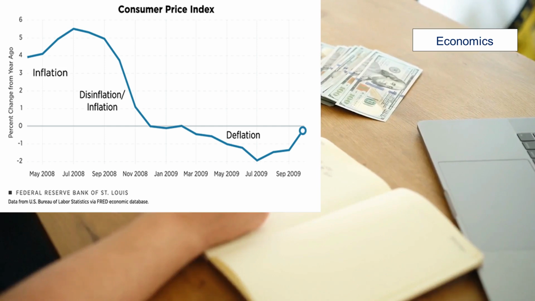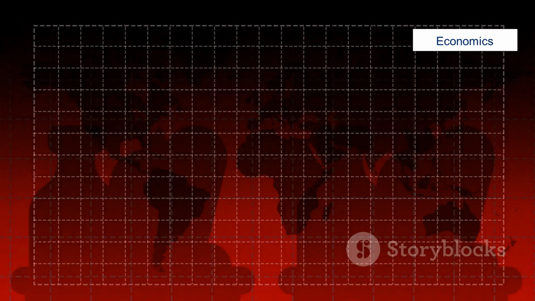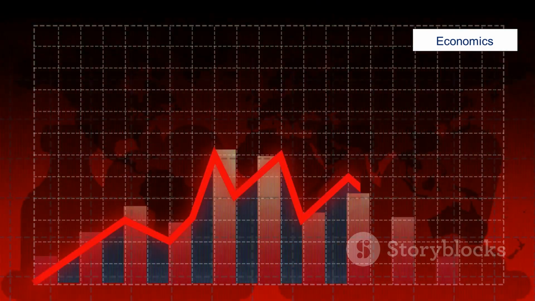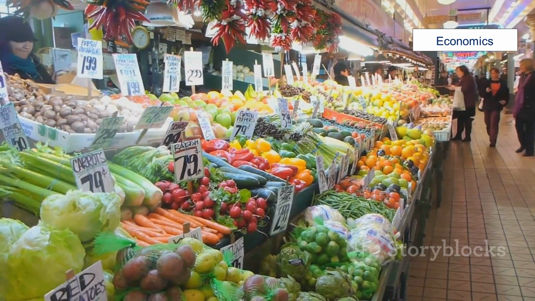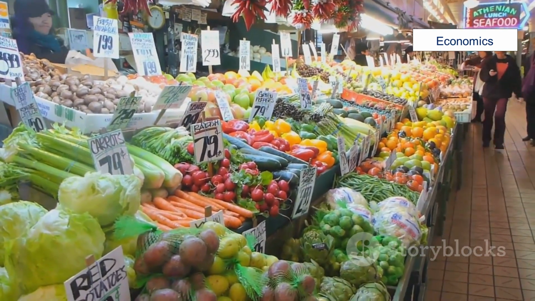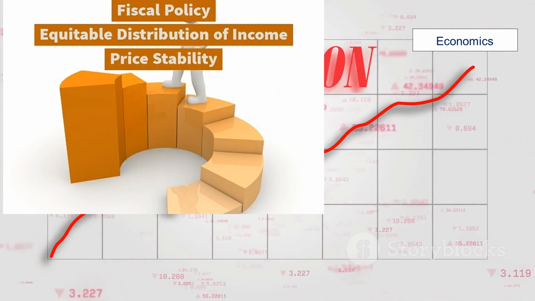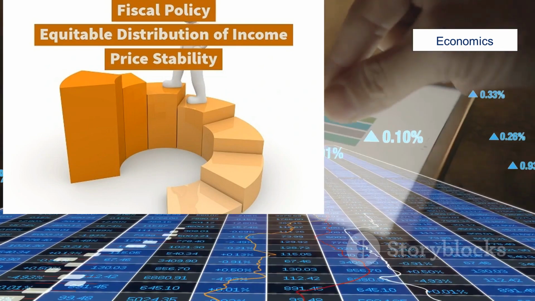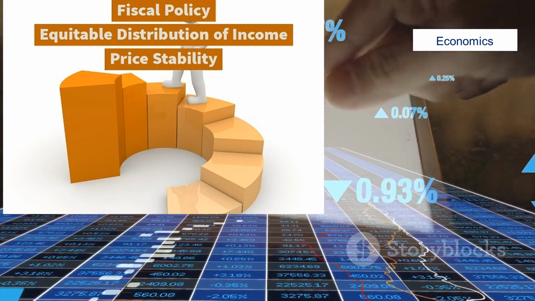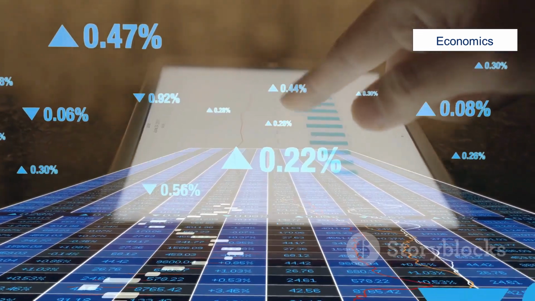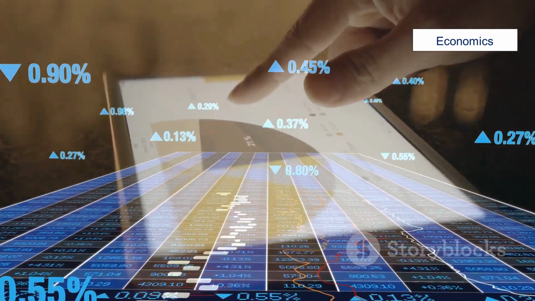These prices are then weighted based on their importance in the average consumer's budget. The CPI is calculated by comparing the cost of the basket of goods and services in the current period to its cost in a base period. The percentage change in the CPI over time reflects the rate of inflation. For example, if the CPI is 100 in the base year and 105 in the current year, it indicates that the average price level has increased by 5%.